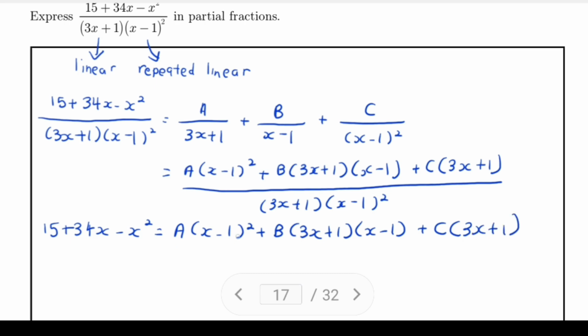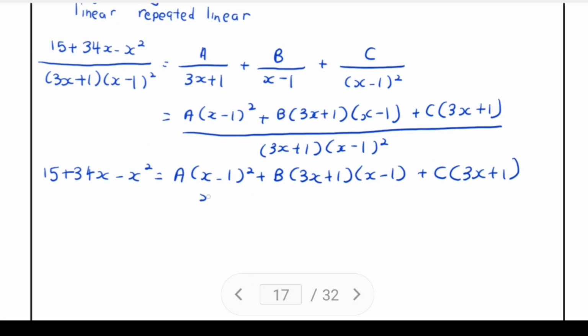Then, to find the values of a, b, and c, we have to substitute a few values of x. To speed things up, we're going to let x minus 1 equal to 0, so x equals 1. And we're going to let 3x plus 1 equal to 0, so x equals negative 1 over 3. So among the x that we're going to use, x equals 1 and x equals negative 1 over 3. But since we have 3 unknowns, we only have 2 values of x. So we have to choose another x to substitute into the equation.